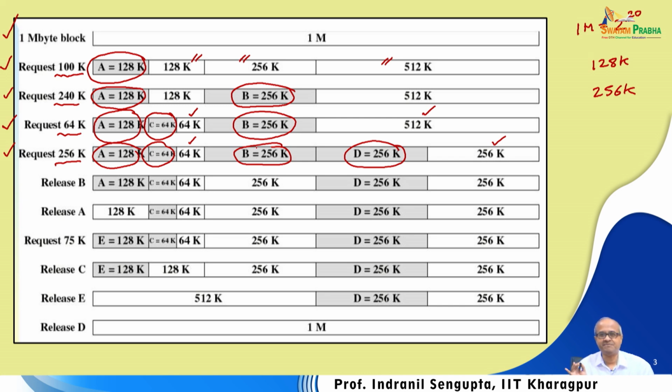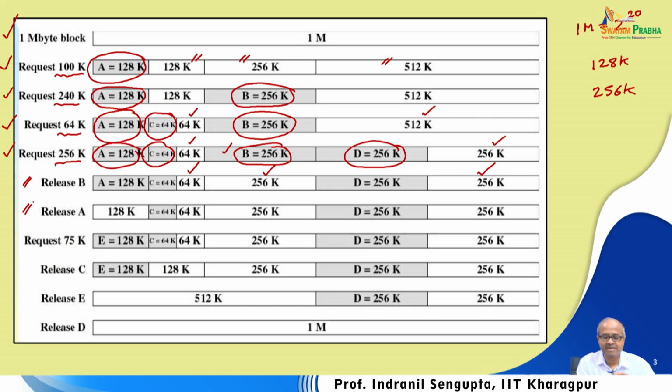Suppose now B has finished. So, B you want to release. B had occupied this 256K. So, B is releasing. So, now our free space is this, this and this: 64K, 256K and 256K, but none of them are buddies. Side by side, if they are, you can combine them. 2 blocks of the same size side by side, you can combine them.